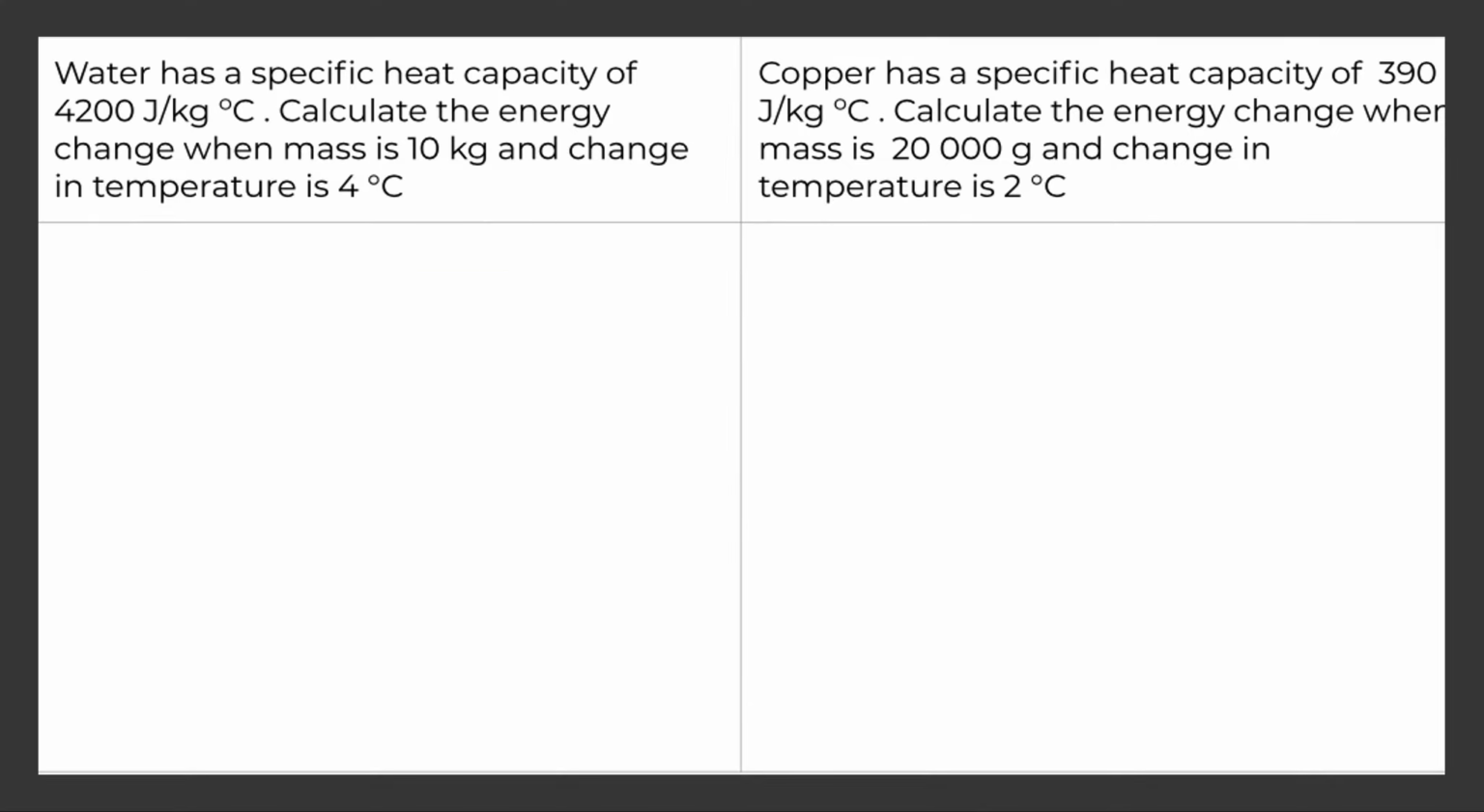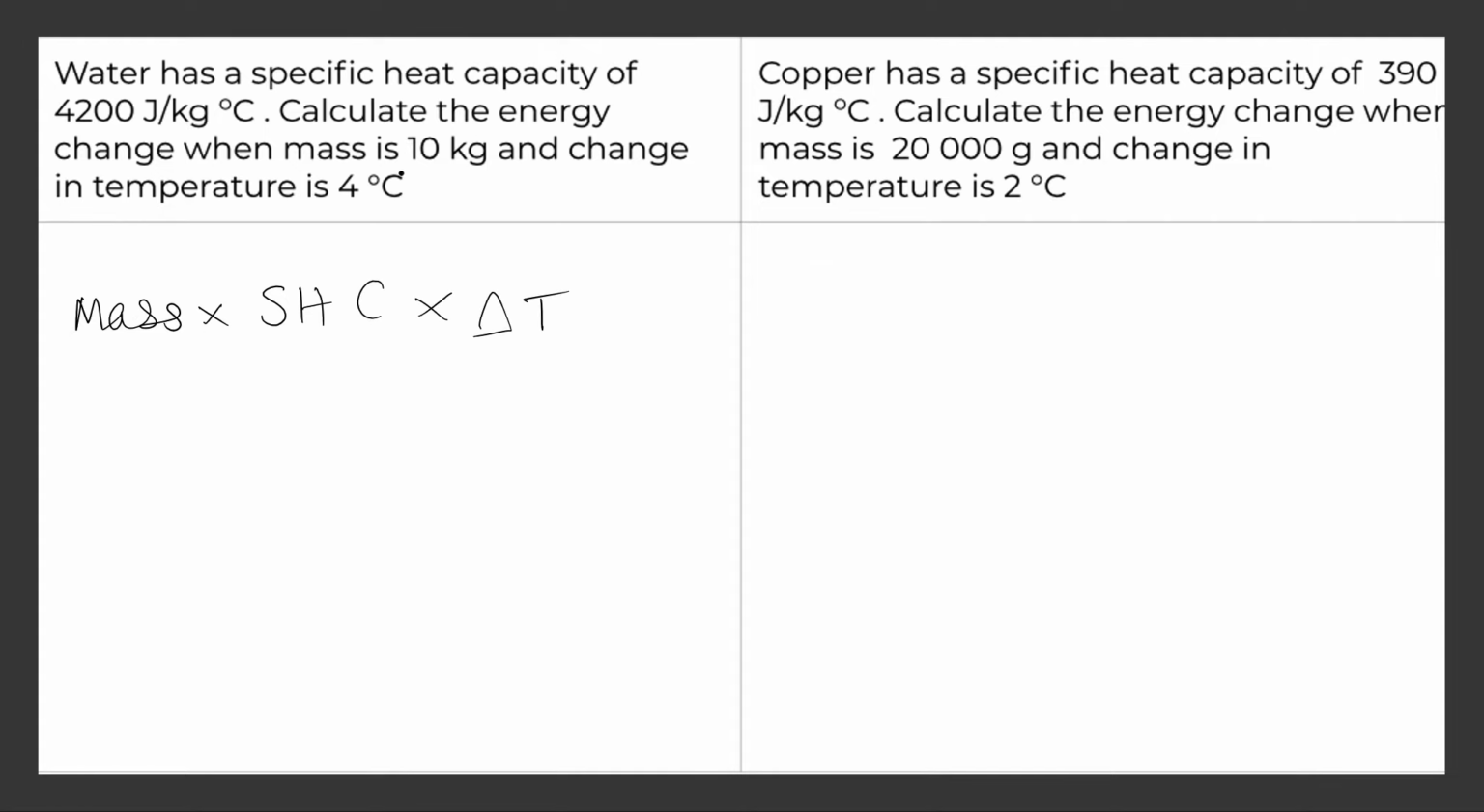Okay, next set of questions. Water has a specific heat capacity of 4,200 joules per kilogram per degree Celsius. Calculate the energy change when the mass is 10 kilograms and the change in temperature is 4 degrees. So we write down our equation, which is the mass multiplied by the SHC multiplied by the delta T.